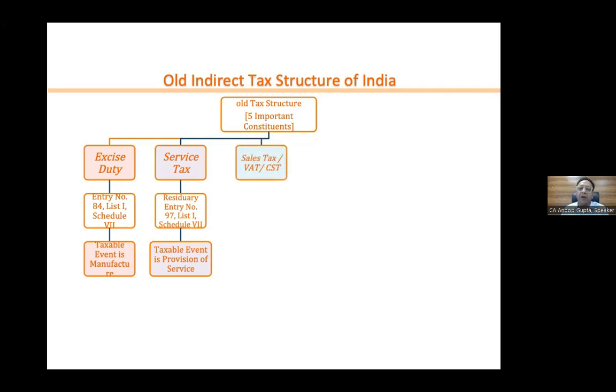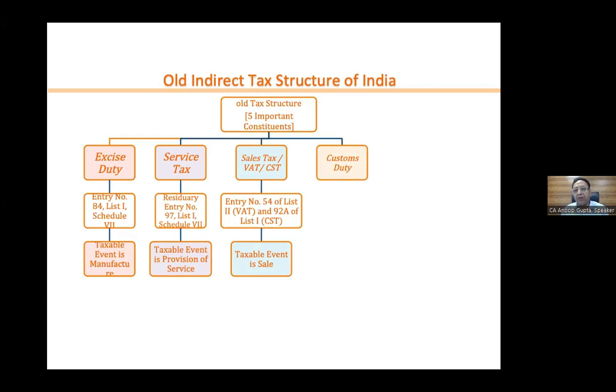After that, VAT, or you may say central sales tax and sales tax. These were the taxes on the sale of goods. For sale of goods inside a state, there was VAT, and for sale of goods interstate, there was central sales tax. Then there was customs duty on the.